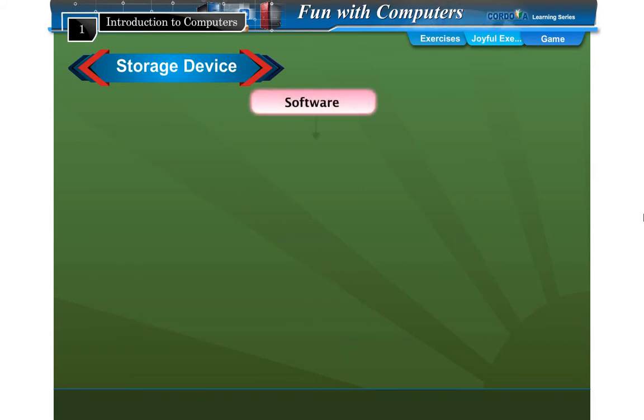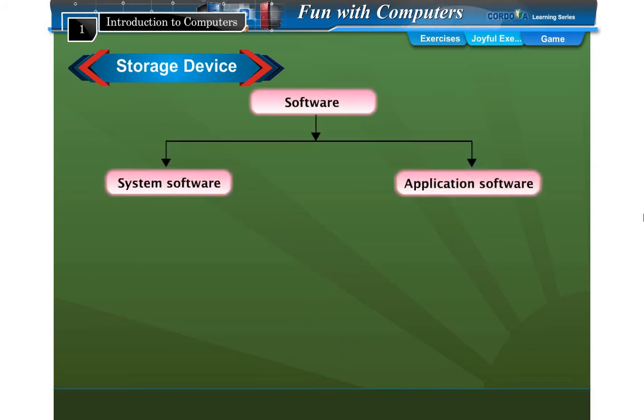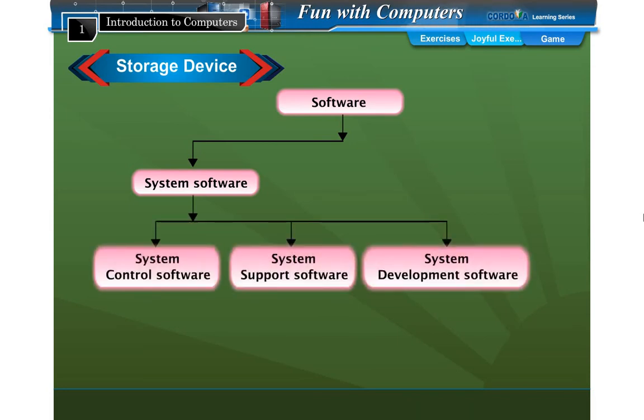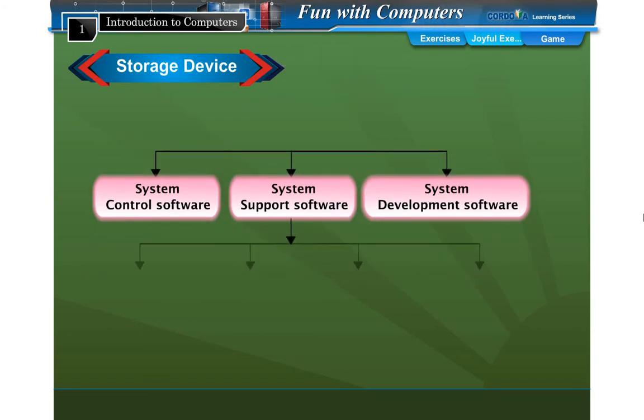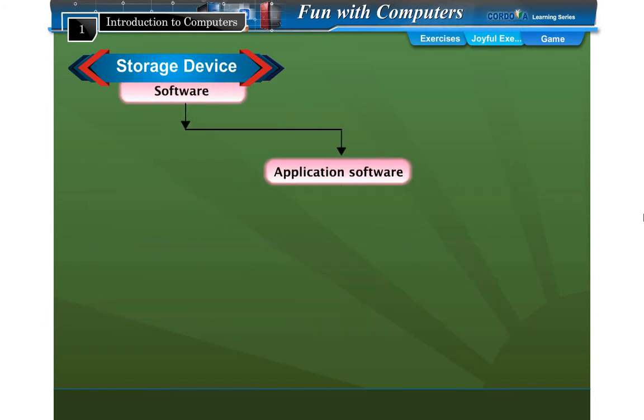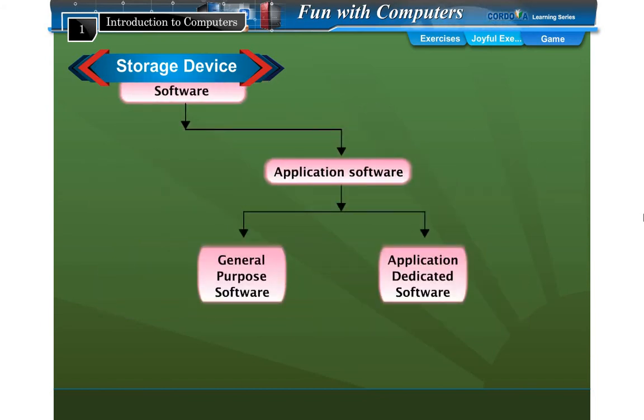Software: system software, application software. System control software, system support software, system development software. Utility programs, language translation, database management system, performance statistics software, general purpose software, application dedicated software.